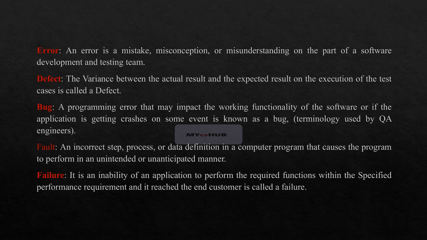So failure needs some specific step to get it reproduced. Not all failures can be reproduced with very simple steps. It requires some specific input values or some specific steps to get it reproduced, and it is found in the live environment, or we can say it reaches the end user. These things are called failure.